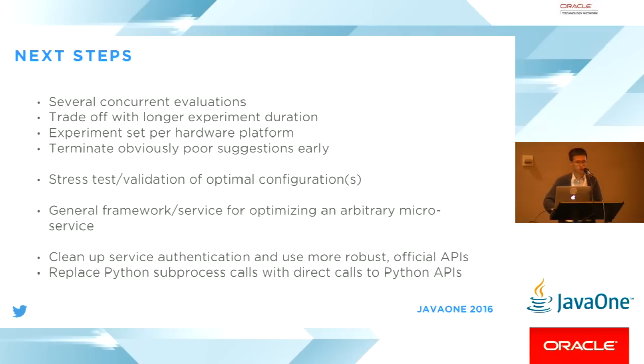We also want to design a different experiment set for every hardware platform and terminate some very poor suggestions before they go to the end. We also want to do a stress test to validate some optimal configurations and extend the framework to an arbitrary microservice. At last, we also need to clean up the authentication problem and replace some better APIs.